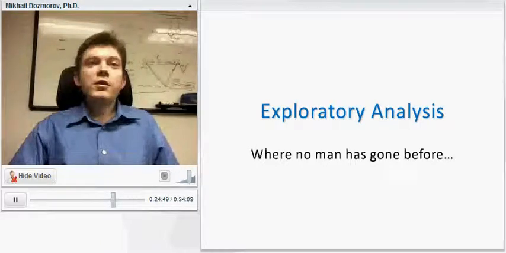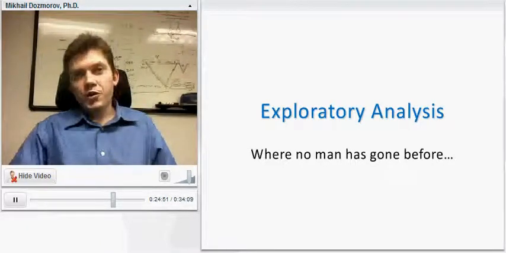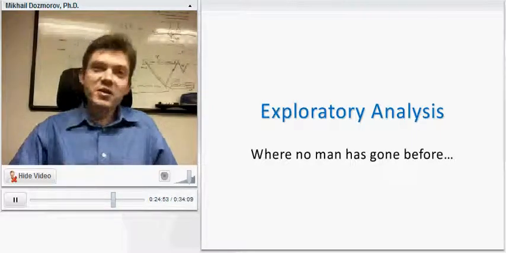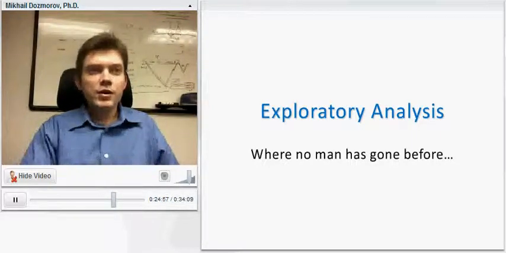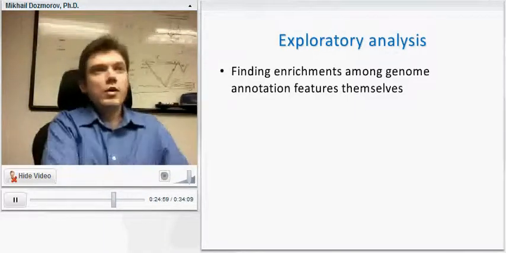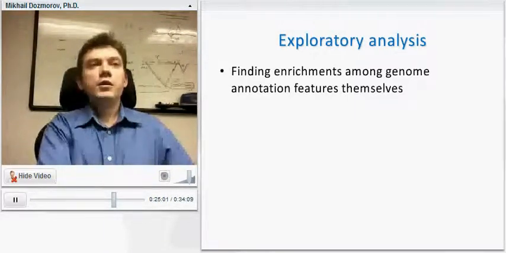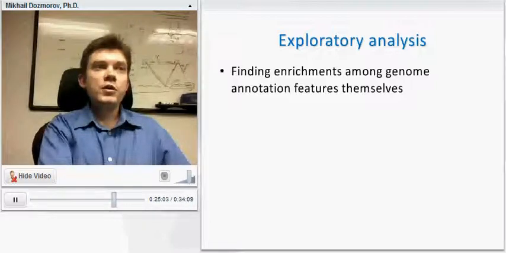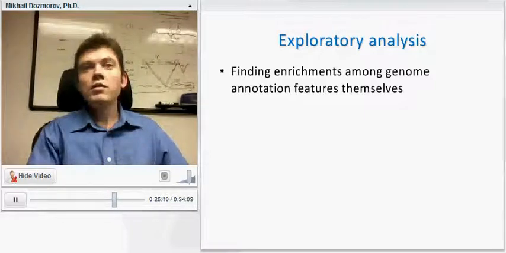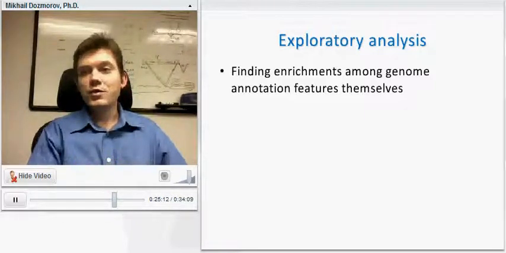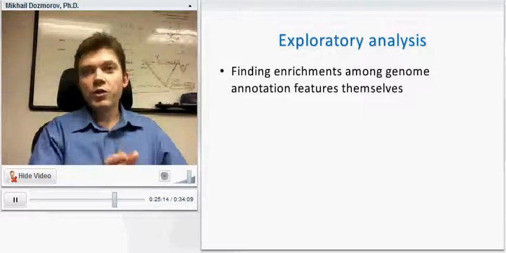Now let me tell you a little bit about exploratory analysis, where no man has gone before. We can do quite a lot with enrichment analysis. For example, we can find enrichment among genomic features themselves. For example, we have transcription factor binding sites, and we know that transcription factor binding sites are most often co-localized with promoters of the genes.